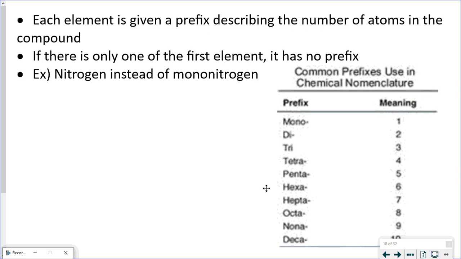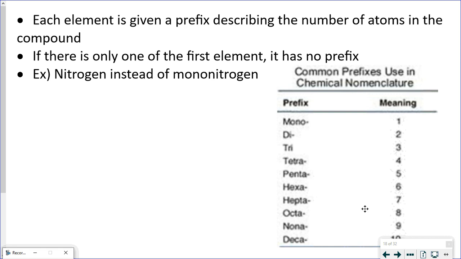How this is different from ionic is that each element is going to have a prefix that describes how many atoms of that element you have in the compound. The only time you're not going to see a prefix is if there is one of the first element. It will not have a prefix if it's the first element and there's only one. So for example, if the first element is N1, we would simply say nitrogen instead of mononitrogen.